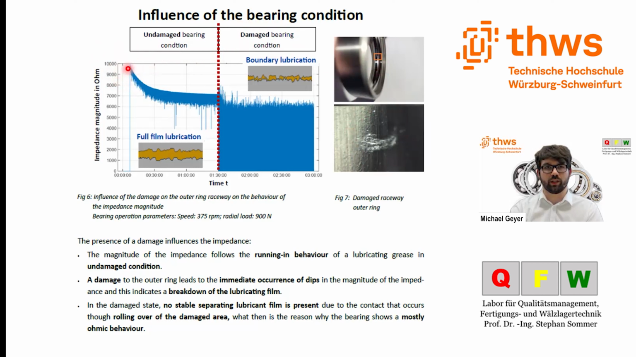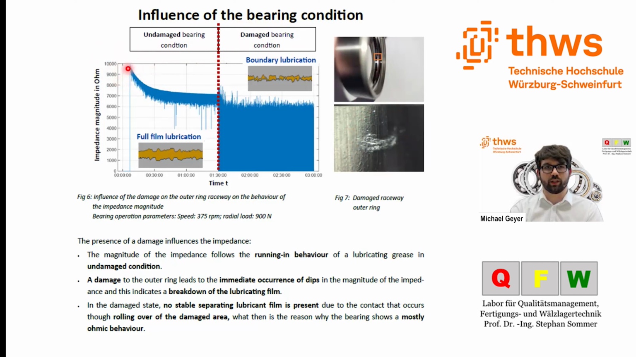Now let's look at the measurement data of two test runs. In the initial test, an undamaged test bearing was subjected to various speed levels, gradually increasing over time. It clearly shows how this influences the value of the impedance magnitude. In the state of boundary lubrication, the mainly metallic contact in the bearing leads to a mostly low ohmic value band with occasional high ohmic peaks.